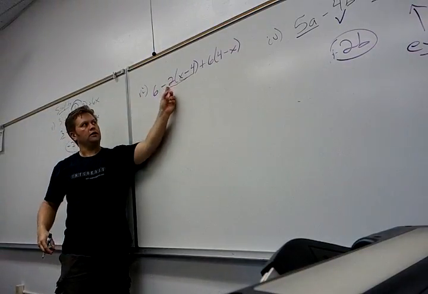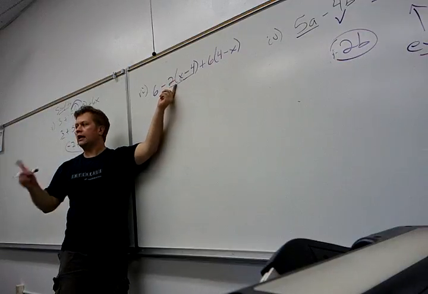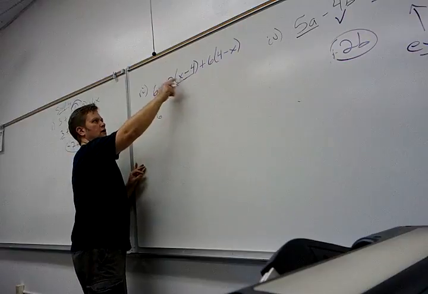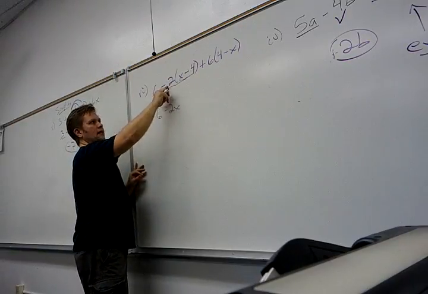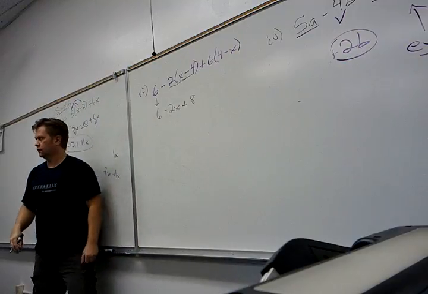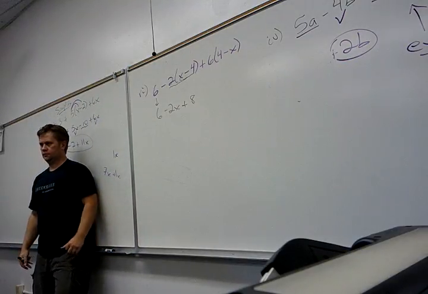So be careful here. What am I distributing into here? Negative 2. So here's 6. What's negative 2 times x? And what's negative 2 times negative 4? Plus 8. Good. Are you guys with me?